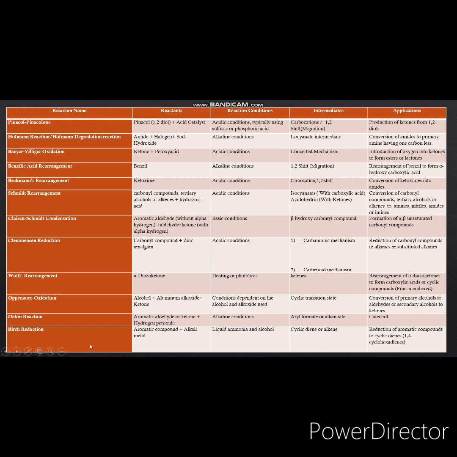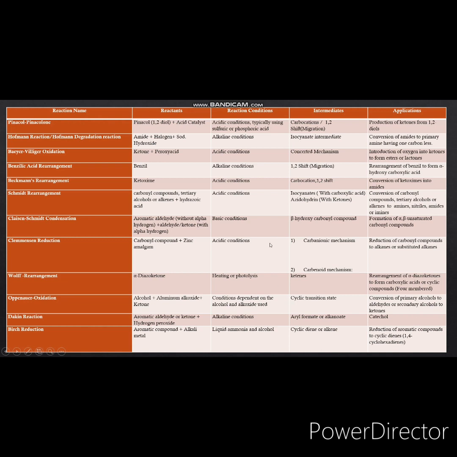The last reaction, Birch reduction, as the name indicates, is a reducing reaction, and a reduction takes place in this reaction. Aromatic compound we have to take, alkali metal we have to take, and liquid ammonia and alcohol we have to take to carry out this reaction. A characteristic cyclic diene is formed. Here, the reduction of the aromatic compound to a cyclic diene, that is 1,4, especially 1,4-cyclohexadiene, is formed.